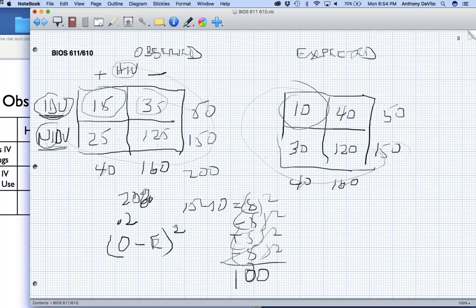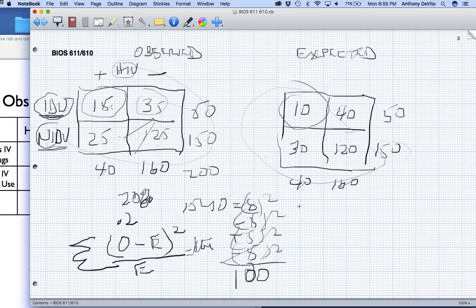Well, in this case, instead of taking the square root, we're just going to take this and divide it by the expected value. It's almost like taking the square root, right? Because these two numbers are probably not very different, right? So I'm going to do that for each one of these cells, and then add up the values. So all I'm doing is taking the sum of all of these values. And that's what my chi-square value is equal to, right?